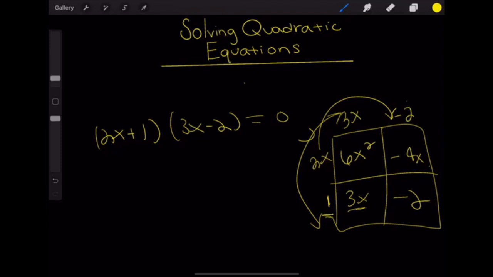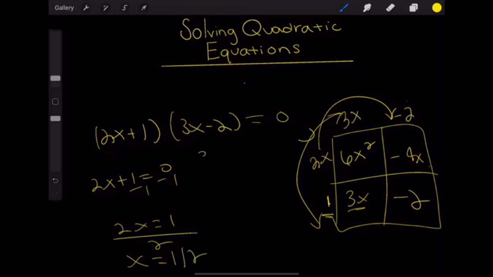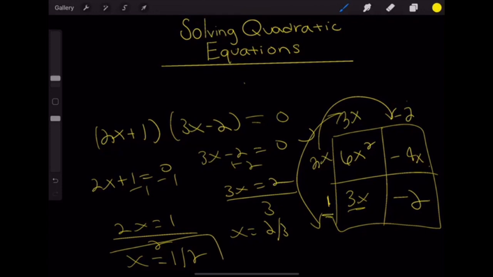So for 2x plus 1, we'll subtract over the 1. So 2x is equal to negative 1, divided by 2, x is equal to negative 1/2. Now, 3x minus 2, we add the 2, 3x is equal to 2, divided by 3, x is equal to 2/3. So those are your answers.